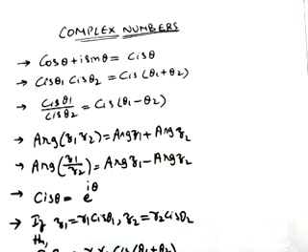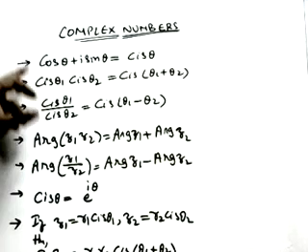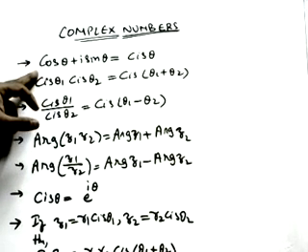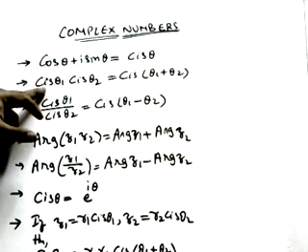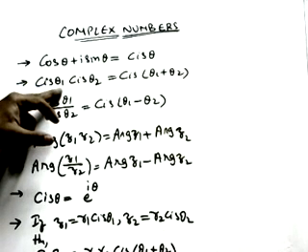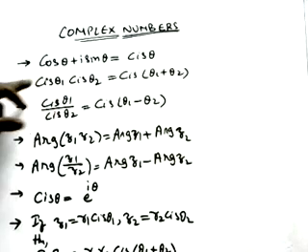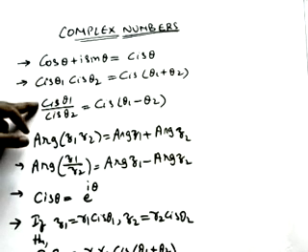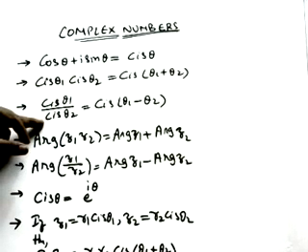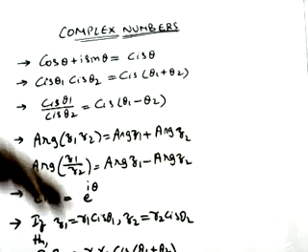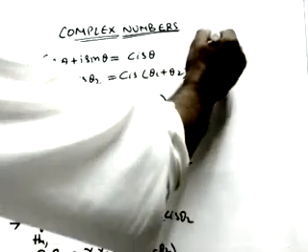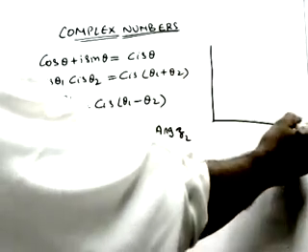Now see here, cos theta plus i sin theta in short can be written as cis theta. Now cis theta 1 into cis theta 2 can be written as cis of theta 1 plus theta 2. Also cis theta 1 by cis theta 2 is written as cis of theta 1 minus theta 2. Now, what is argument? The same as the amplitude.